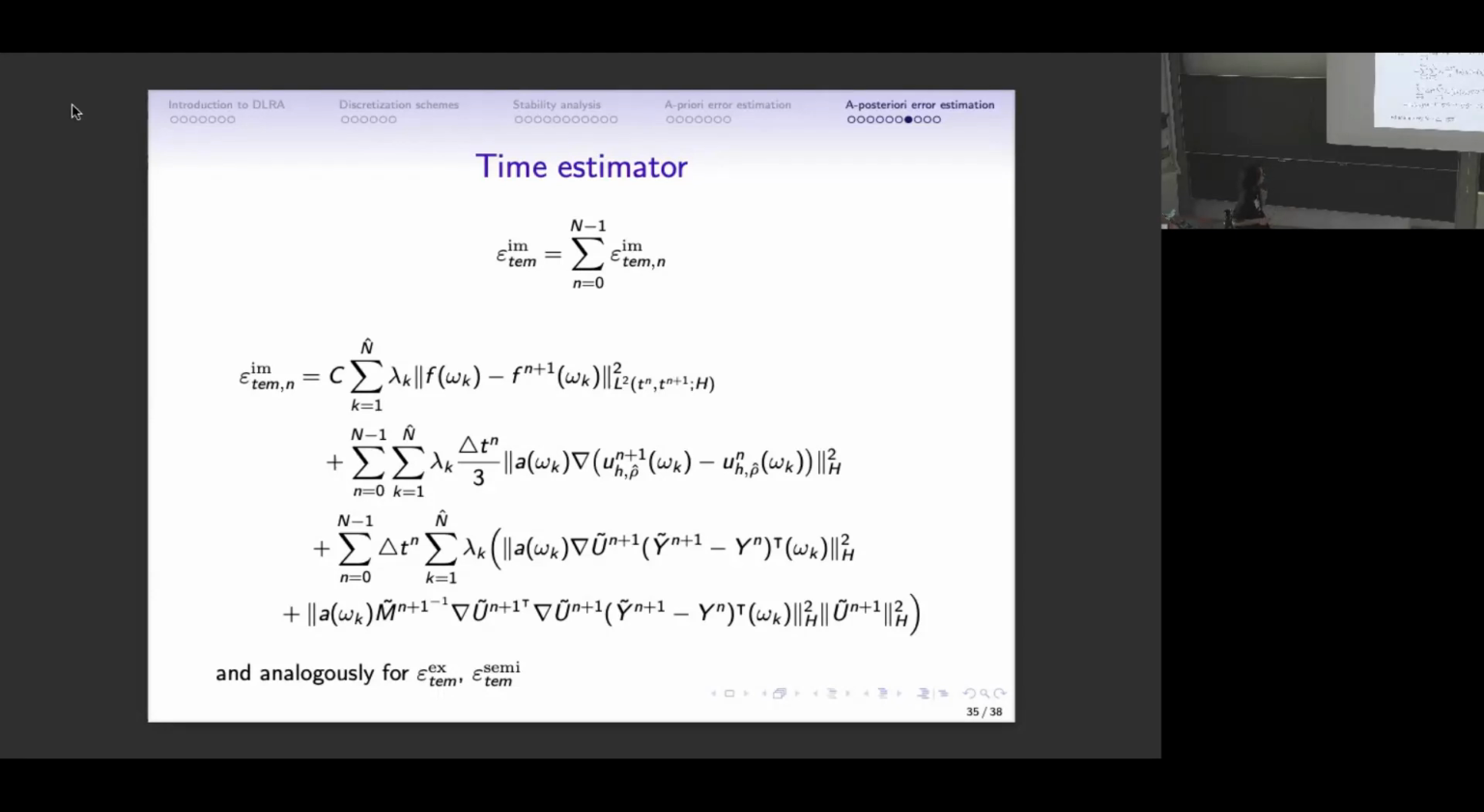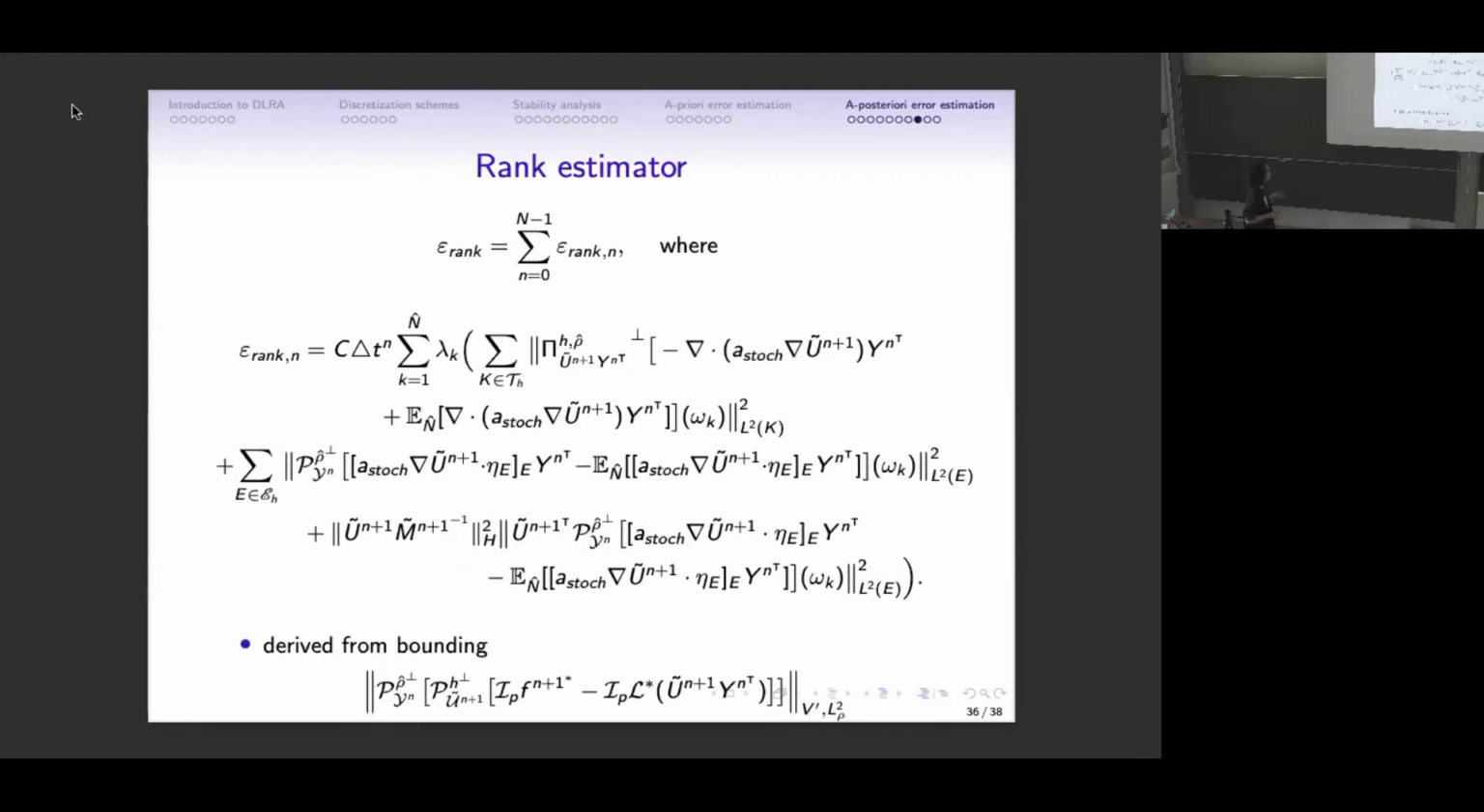So this holds for the implicit scheme, and then something similar holds for explicit and semi-implicit, but you need to take care. And then the rank estimator looks complicated, but basically it's just bounding this term. It's quite natural that the rank estimator will be derived by bounding this term, which is the projection on the orthogonal complement of the tangent space formed by all the stochastic deterministic basis functions. And this is your discretized operator evaluated in the intermediate point. So you need to have this and this here the same.